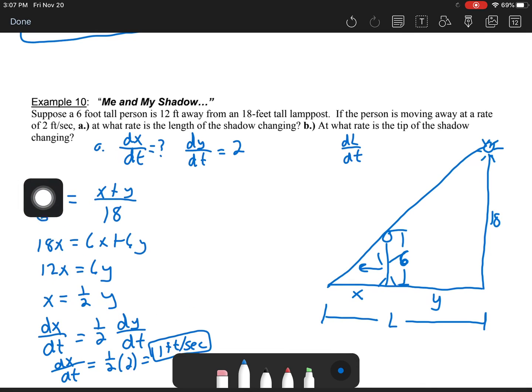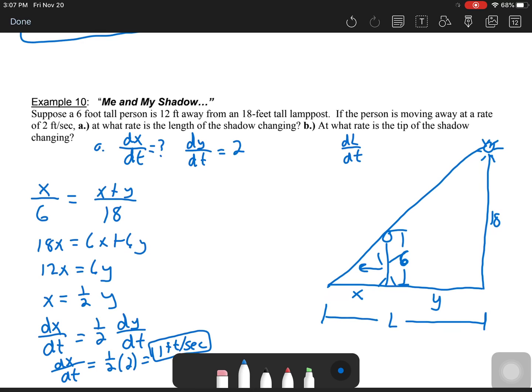And so again, what I did was I set up basically a proportion here, just based on the fact I have similar triangles. So x over 6 equals x plus y over 18. Cross multiplied, and then I came up with an expression x equals 1/2 y. Took the derivative of that, which created a dy/dt, which I can substitute in for, and the dx/dt, the rate of change of the length of the shadow. So that was my dx/dt.